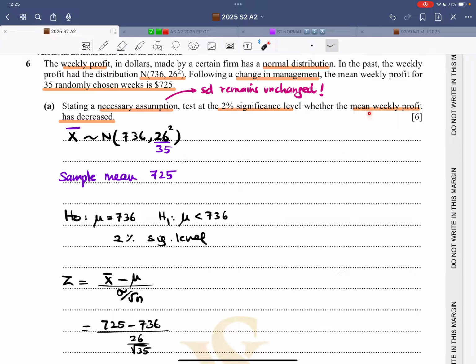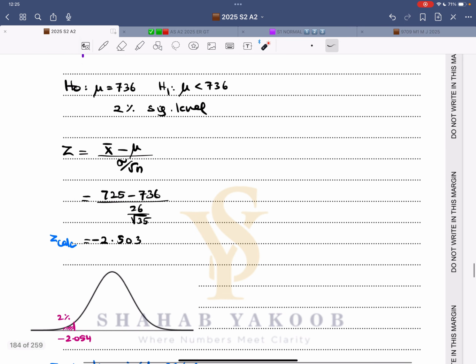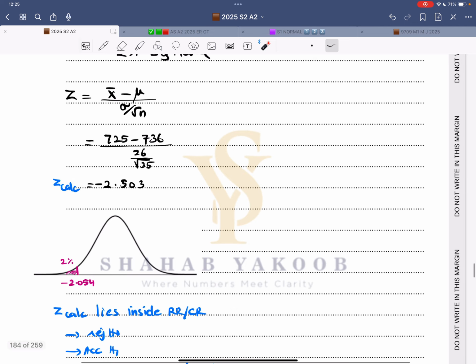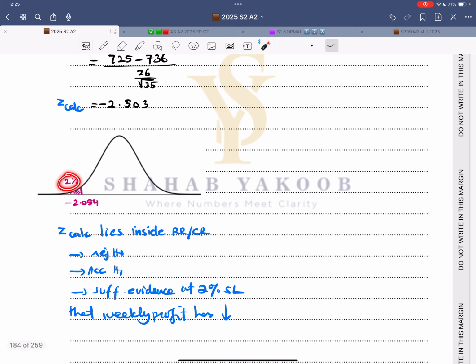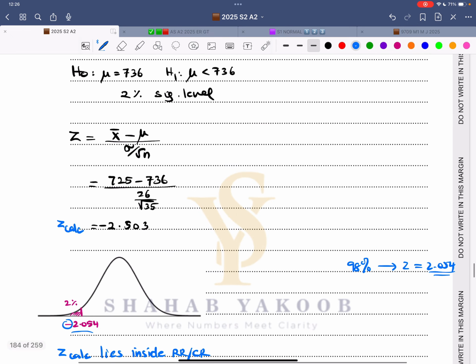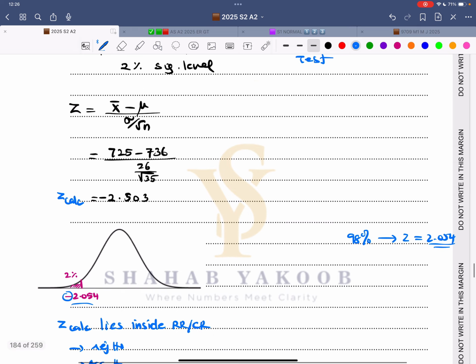And what are they asking? Mean weekly profit has decreased. So it's a lower tail test. It's at 2% significance level. Calculate the z value, x bar minus mu over sigma over root n. That is this much. Now, for 2%, that is basically for 98%, the z value is 2.054. So 2.054 is over here, negative, because it's a lower tail test.